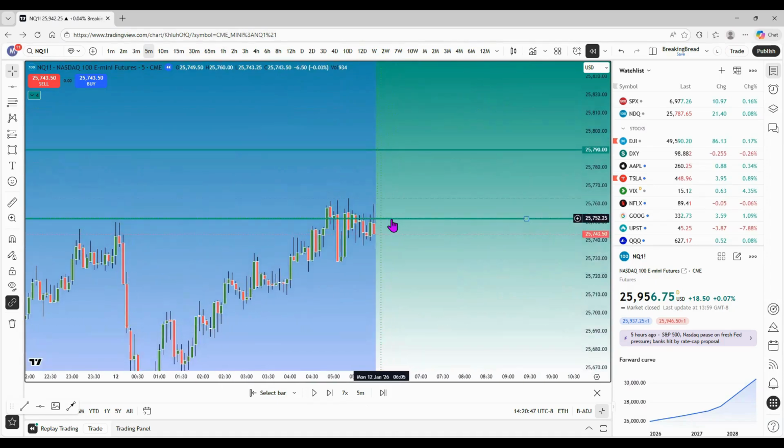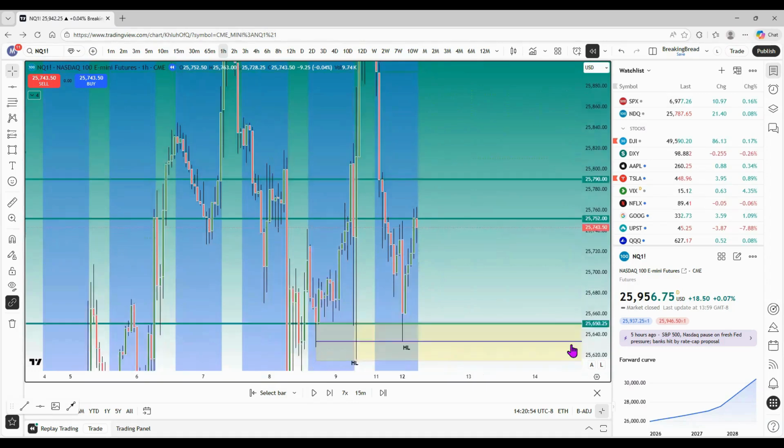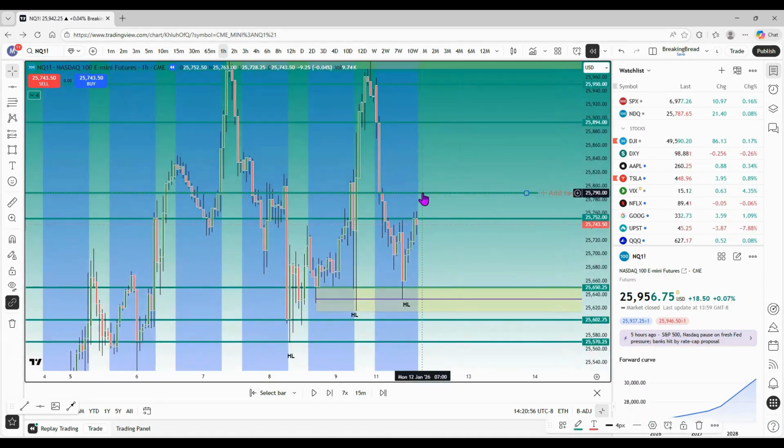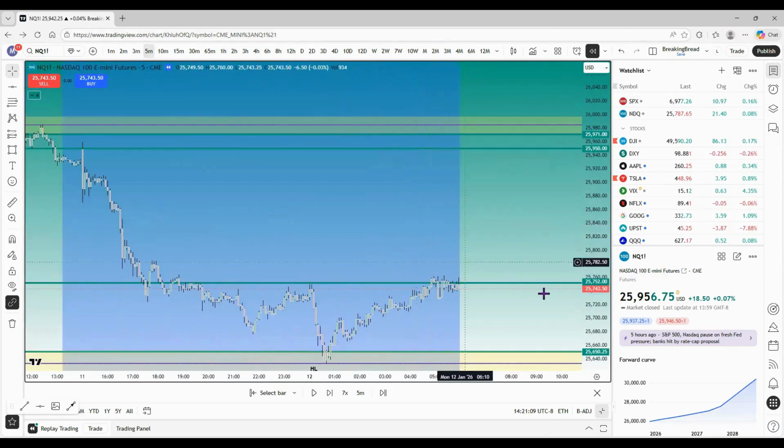So if I can get price to break above this area, let me go take those levels off because I wouldn't have those on my chart. If I can get price to break above this area, take that one off too. If I can get price to break above this area and come back and retest this level, then I will look to take entry based off the strategy I just taught you guys.